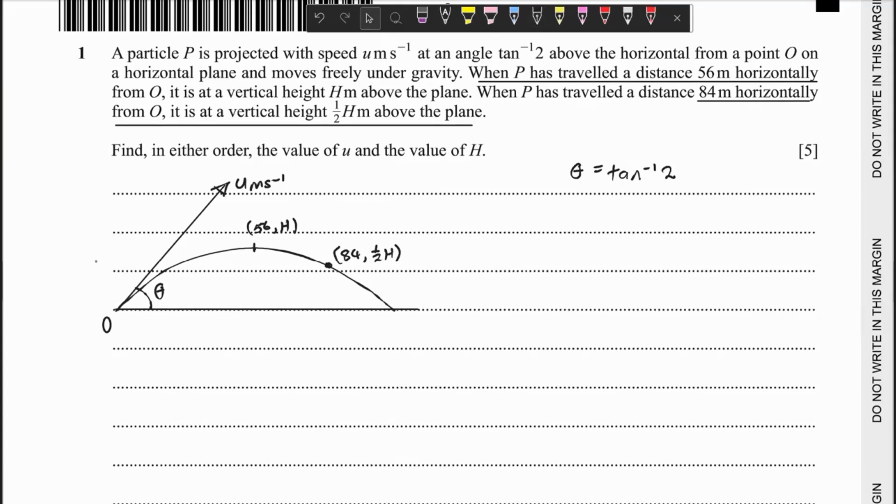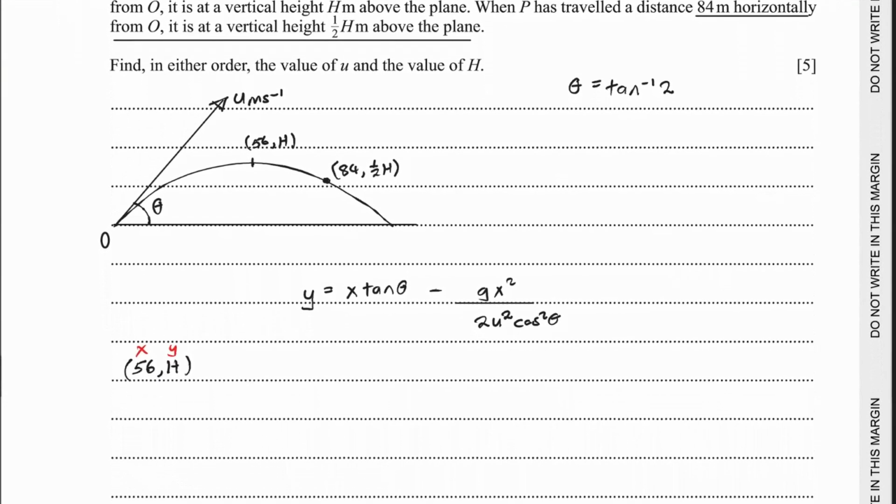So I'm going to make use of the equation of the trajectory. I'm going to write it as y equals x tan theta minus g x squared over 2u squared cos squared theta. Now, we're going to substitute the coordinates 56 and h. So when x is 56, y is h, so we have h equals 56 tan theta.